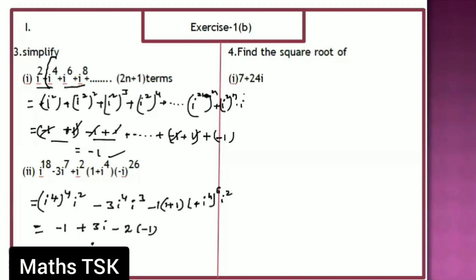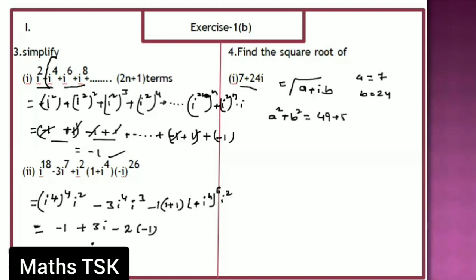Find the square root of the complex number. So, find the square root of complex number. What is the square root of a plus ib? If you consider this as a plus ib, root of this. So when you compare, you will get a is equal to 7, b is equal to 24. What is the value of a square plus b square?